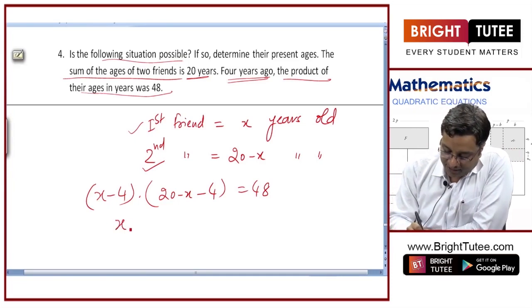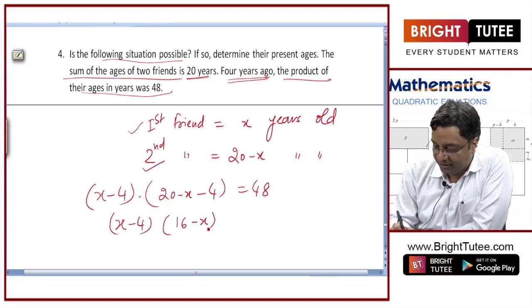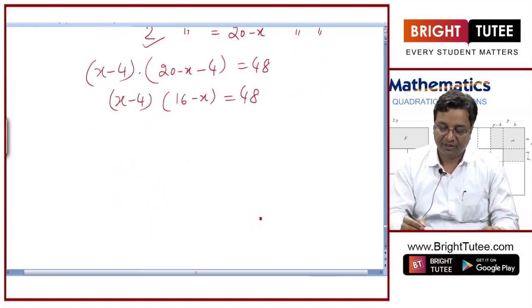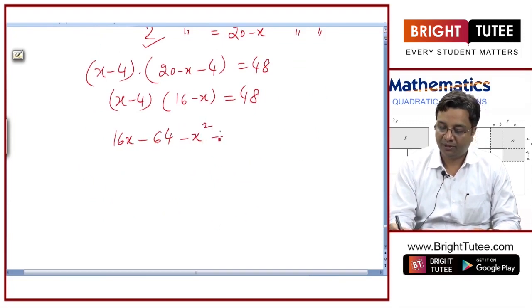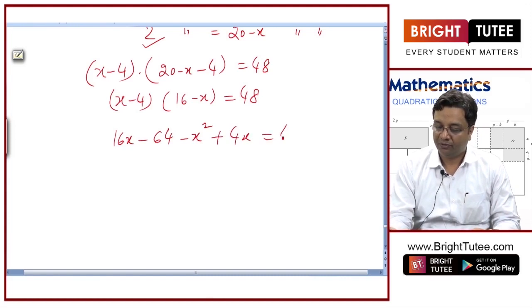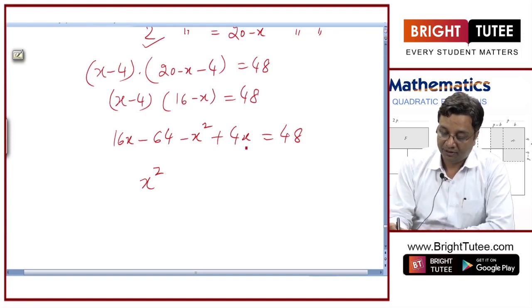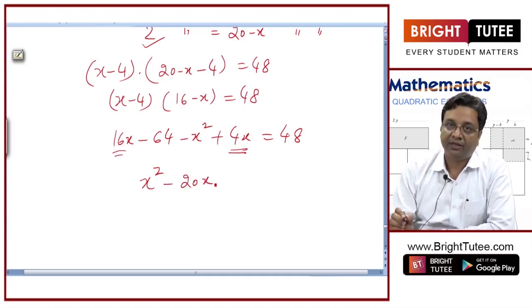Let's look at this. x minus 4 into 16 minus x equal to 48. So this can be written as 16x minus 64 minus x square plus 4x equal to 48. So x square, this is 4x plus 16x, 20x, minus 20x. I am taking all the terms to the right hand side.